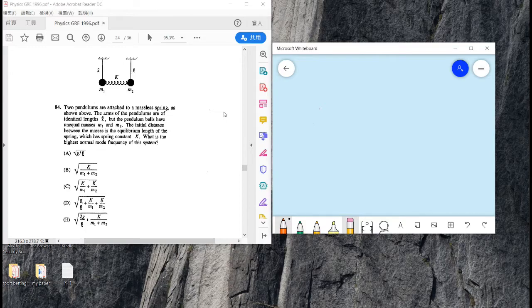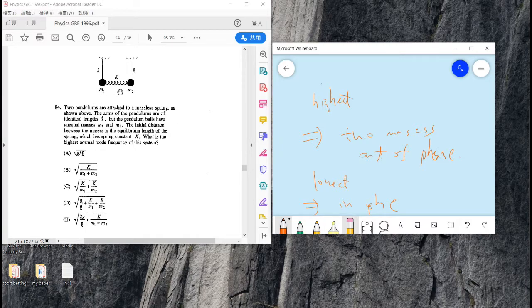Okay, so the highest normal mode is usually two masses out of phase. And the lowest means that they are in phase. So the first one is smallest. Basically there's effectively no k, so this is the square root of g over l.